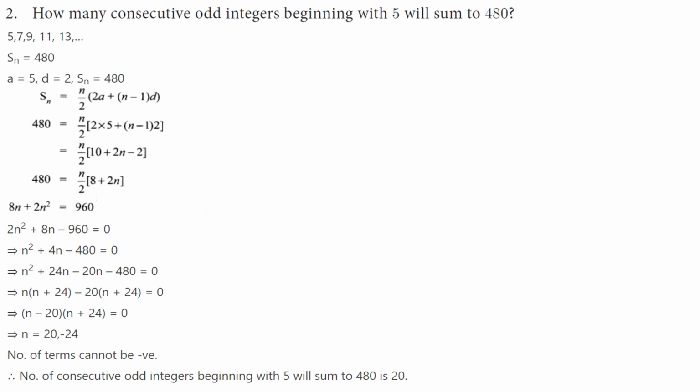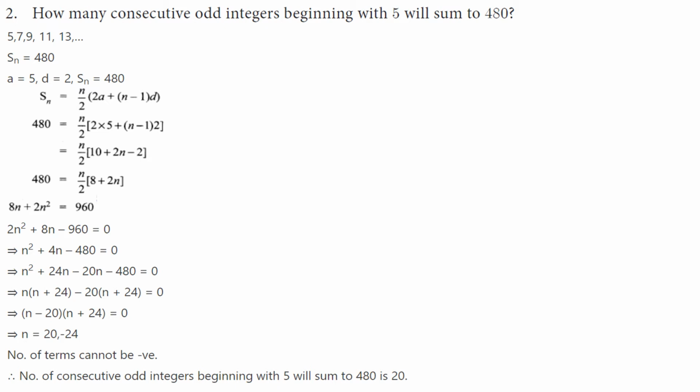How many consecutive odd integers beginning with 5 will sum to 480? Here sum Sn is given, Sn equal to 480 and A is 5. Consecutive odd integers, odd means 1, 3, 5. Therefore D equal to T2 minus T1, that is 3 minus 1, D equal to 2. Sn also given 480. What we have to find out? First we have to find out N.